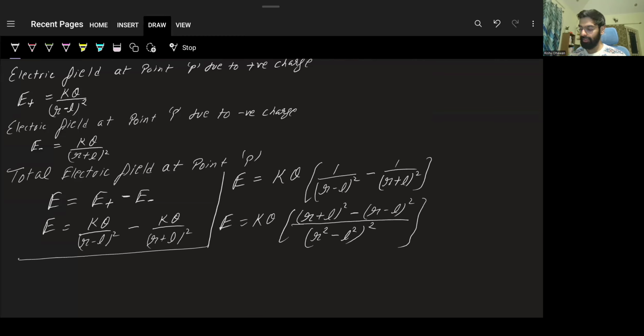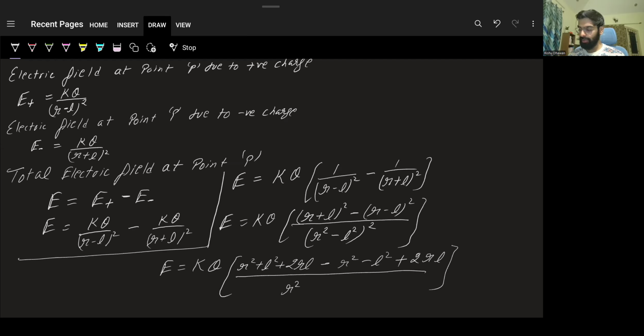So now we move to the next step. Just simple mathematics. You open it up, it will become R square plus L square plus 2RL minus R square minus L square plus 2RL. I am already multiplying that negative sign inside. I hope it is clear. It's simple mathematics which you are aware about.